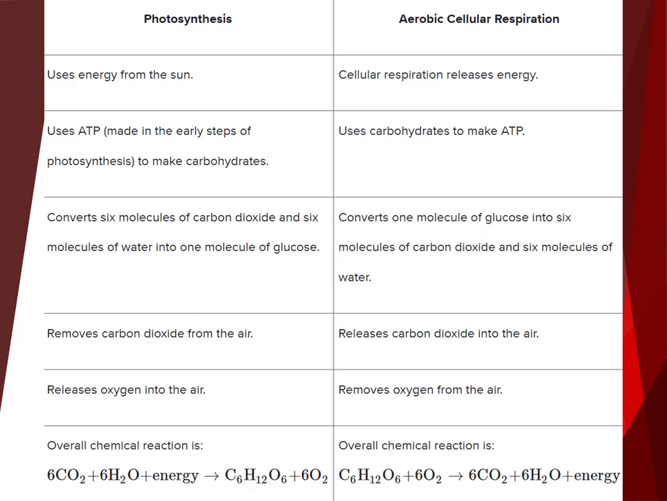The following table compares photosynthesis and aerobic cellular respiration. Photosynthesis and cellular respiration are therefore two parts of a never-ending cycle. The products of cellular respiration, which are carbon dioxide and water, are the reactants of photosynthesis, and vice versa. These two processes determine the amounts of carbon dioxide and oxygen in the air.